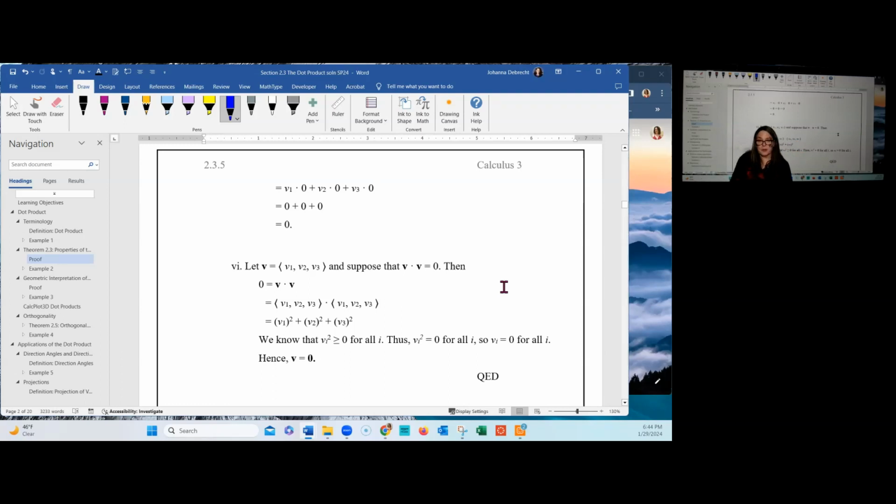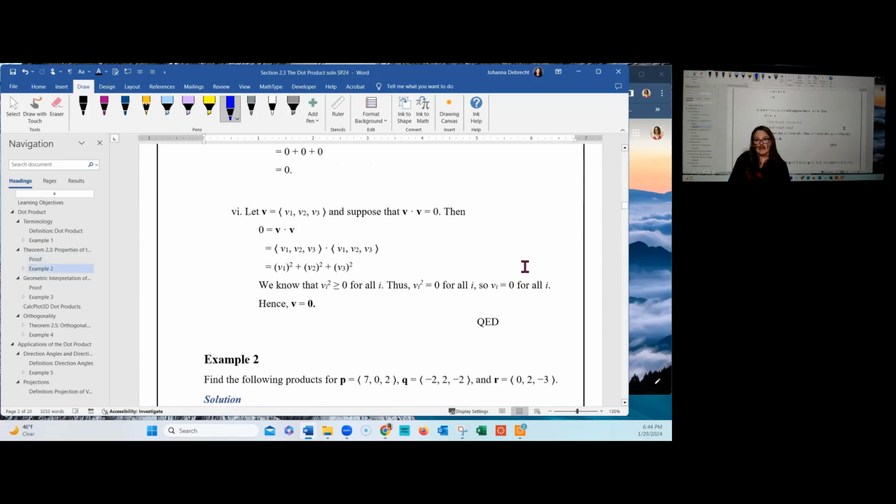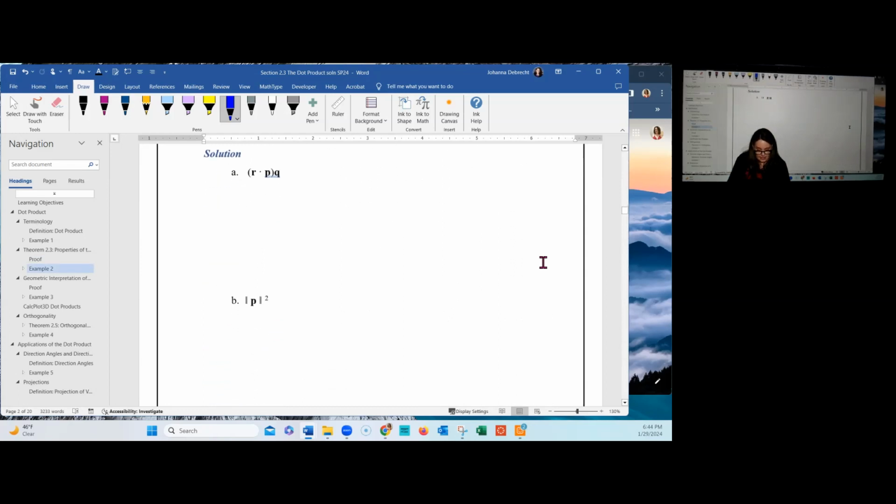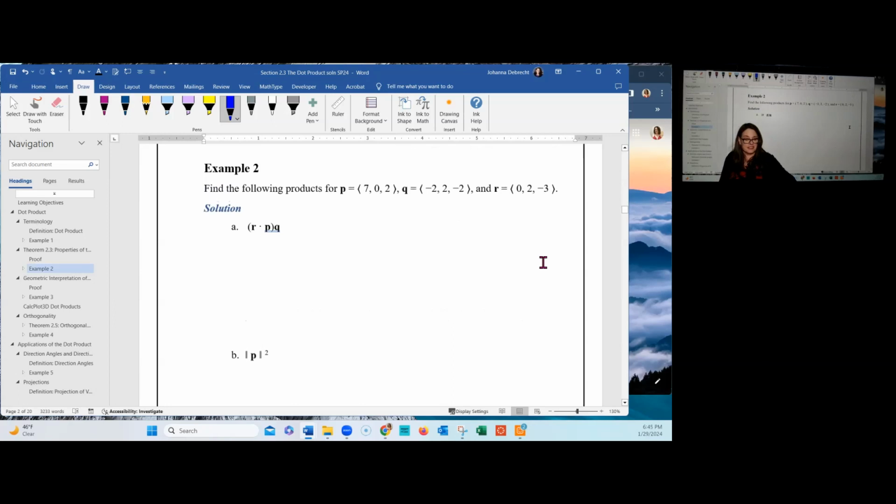Now, you probably won't be asked to prove these, but at this level in mathematics, you should be able to follow a proof like this. So let's now take a look at what you will be expected to do, and this would be to solve an application problem. For example, let's take a look at example 2.